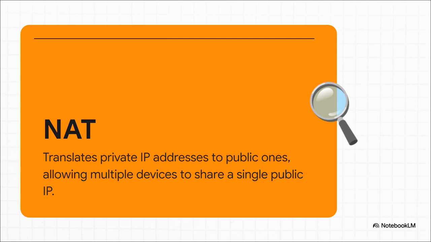When a packet leaves your laptop, the router swaps out your laptop's private address for its own public one. It also keeps a little note of who sent what. When the reply comes back, the router checks its notes and forwards the packet to the correct device. It's an ingenious system that helps us not run out of IP addresses.